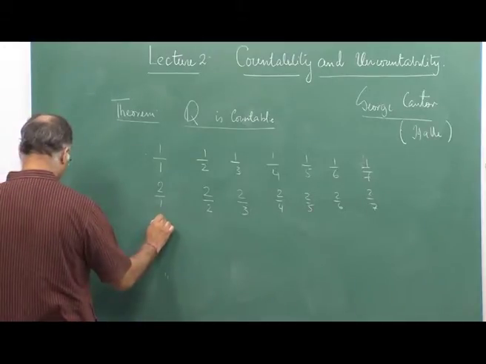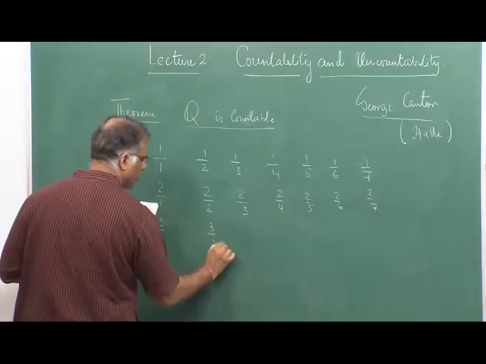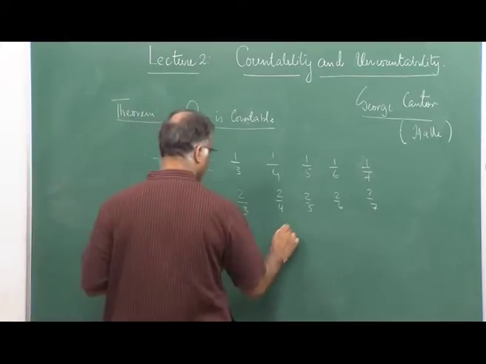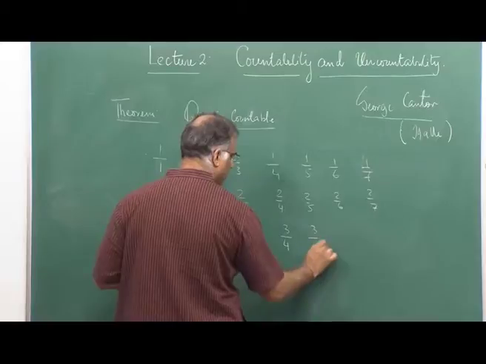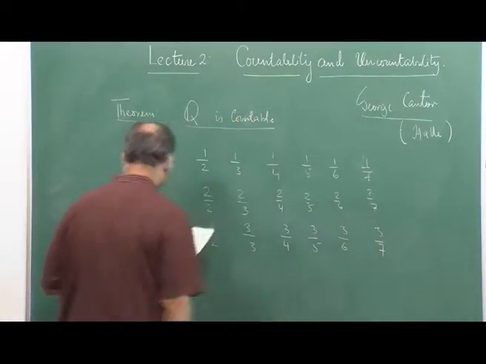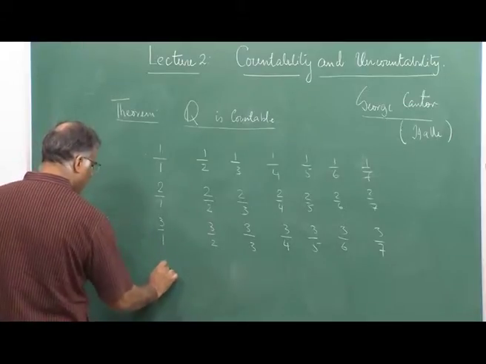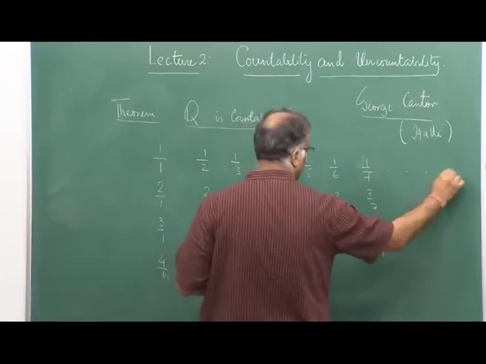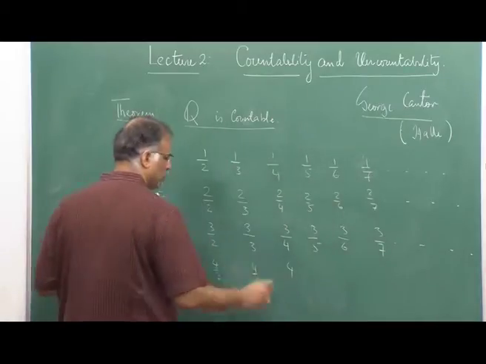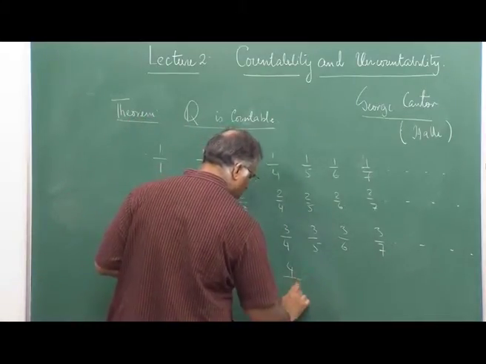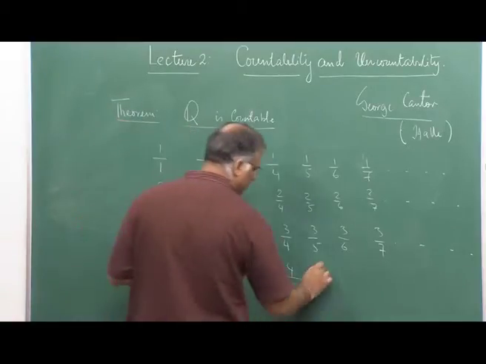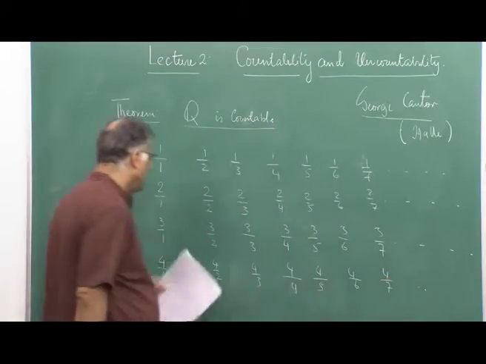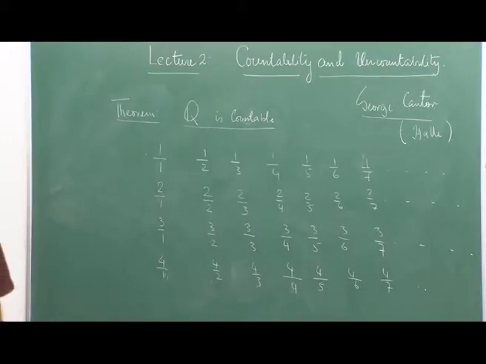Just let me write down 3 by 1, 3 by 2, 3 by 3, you see again 1 is repeated. 3 by 4, 3 by 5, 3 by 6, 3 by 7, 4 by 1, 4 by 2, 4 by 3. So this is all dot dot dot. Ultimately it just goes on. 4 by 4, 1 is repeated, 2 is repeated here. 4 by 5, 4 by 6, 4 by 7 and so on. So let me see how I would start doing this job.